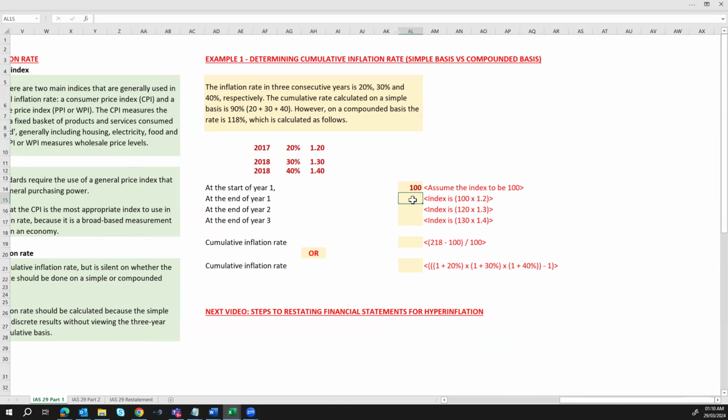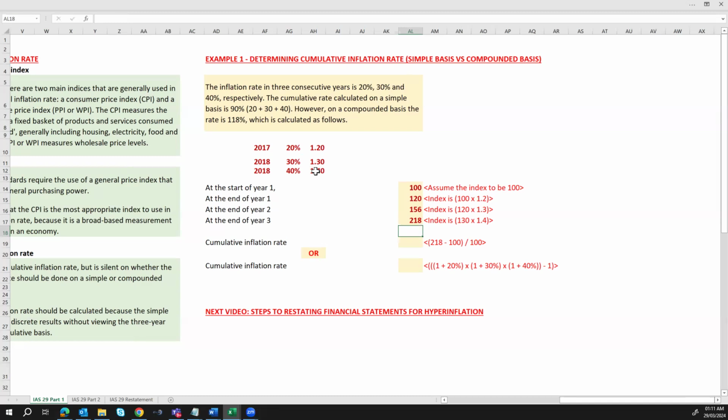With the start of 100, we calculate the price index for the end of year 1, which is simply the base amount multiplied by 1.2. So we have 120 as the price index for the end of year 1. Then for the end of year 2, we apply the 1.3 rate on 120, so 120 multiplied by 1.3. And at the end of year 3, we apply the 1.4 on 156. So we calculated the price index for the 3 consecutive years to be 120, 156, and 218.